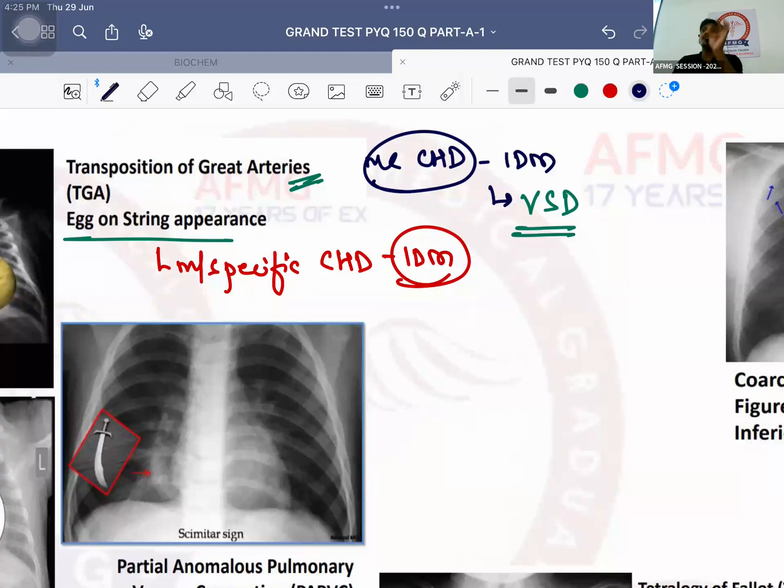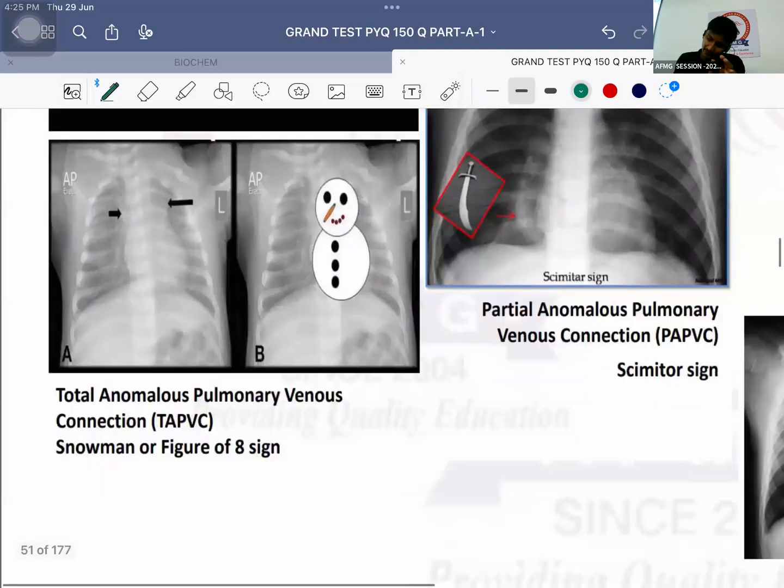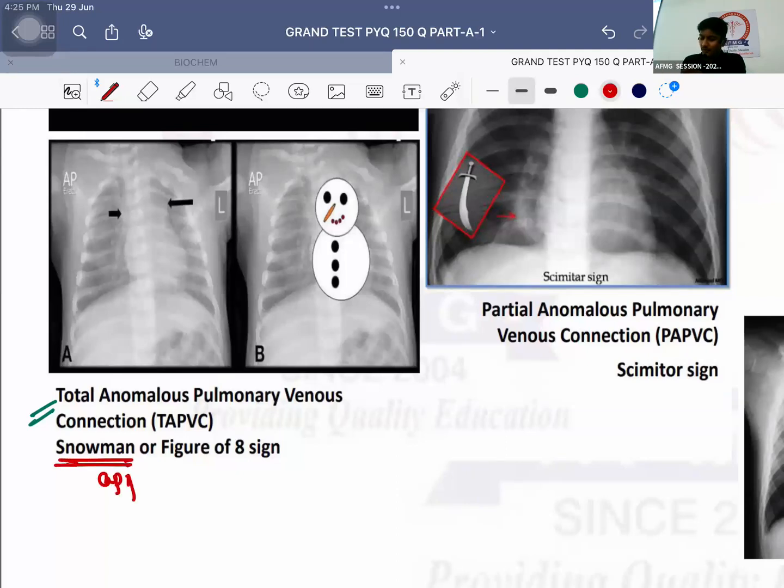Okay, tetralogy of Fallot. जितनों के नाम में T आता है, all are cyanotic. Everything which has T in it is cyanotic. Please remember. Okay, no issues with this. Next is TAPVC, that is total anomalous pulmonary venous connection. Shows which kind of appearance? Snowman appearance. Or which sign?